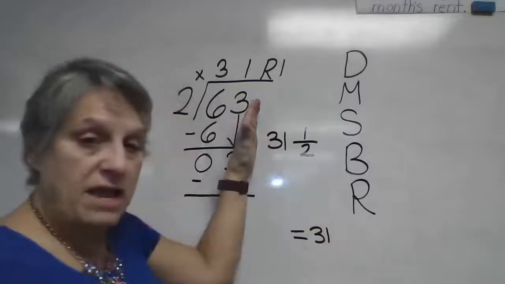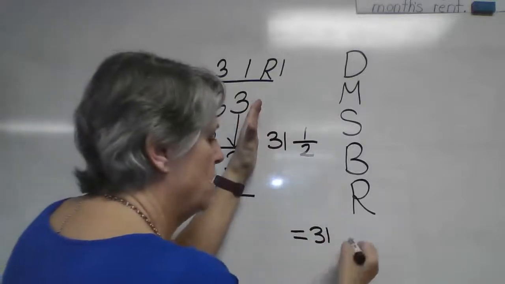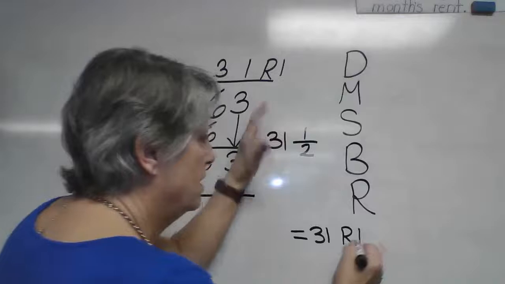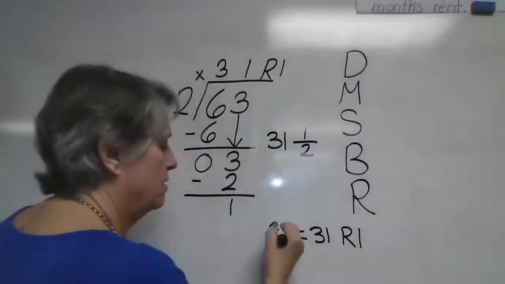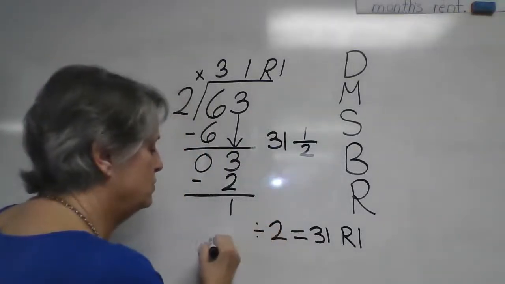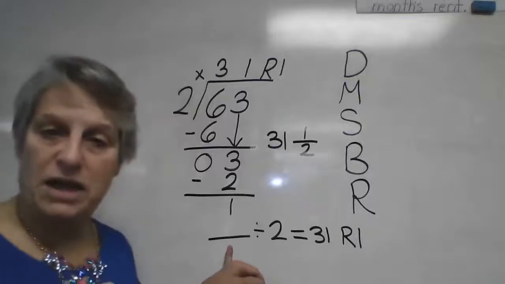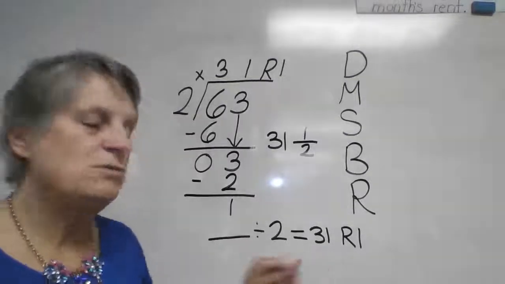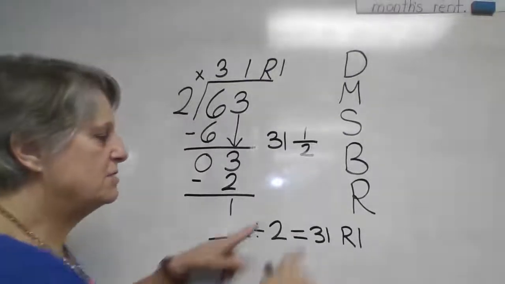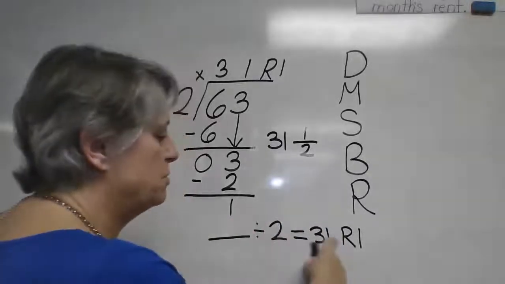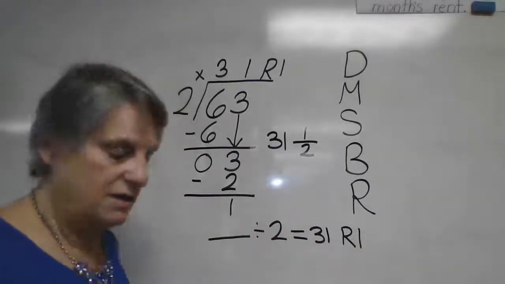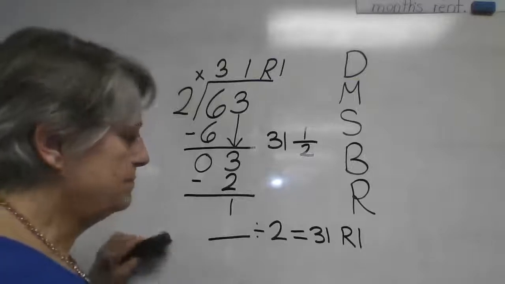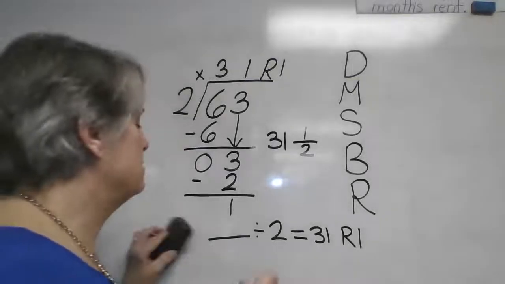I have my remainder. My remainder is 1. And I have my divisor. So the only thing I'm missing is what's divided by 2 that gives me 31. The students know that you would just multiply these 2 together and add that one in. That's why it's cool to write them as fractions.